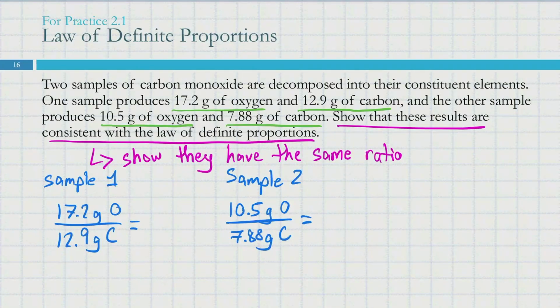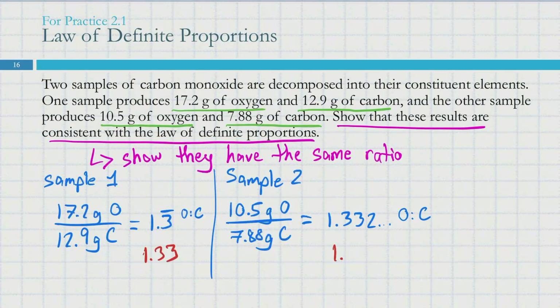The one on the left, sample 1, 1.3 repeating oxygen to carbon. The one on the right, 10.5 divided by 7.88, 1.332, and some other stuff. Oxygen to carbon. Given that we've only got 3 sig figs, this would be 1.33 and 1.33. Those are the same. That's consistent with the law of constant or of definite proportions, because they're the same ratios.